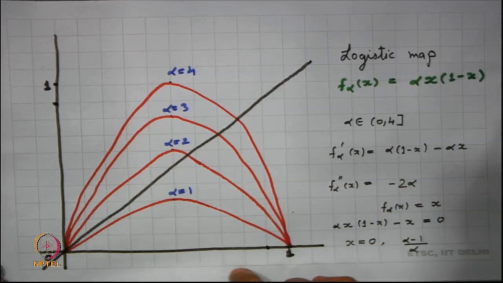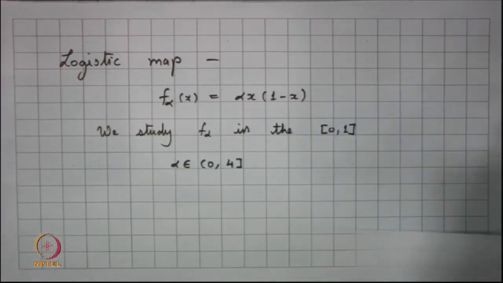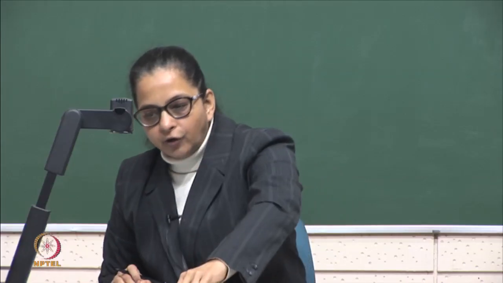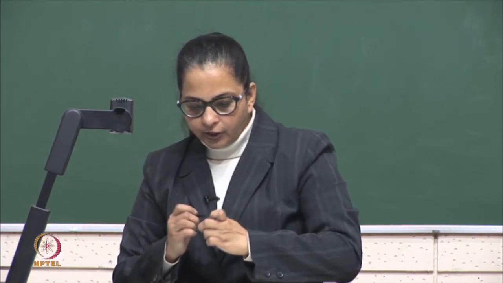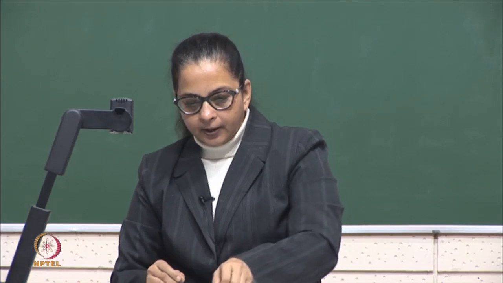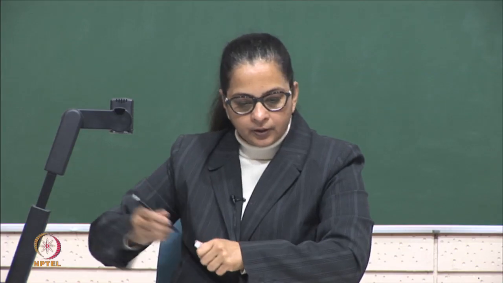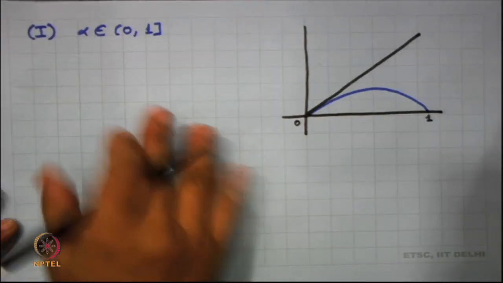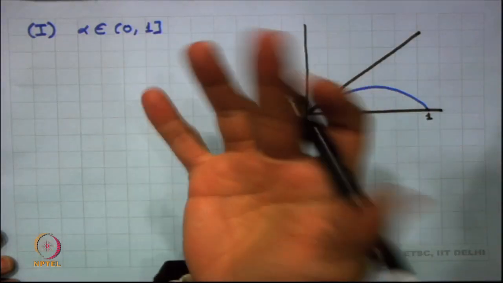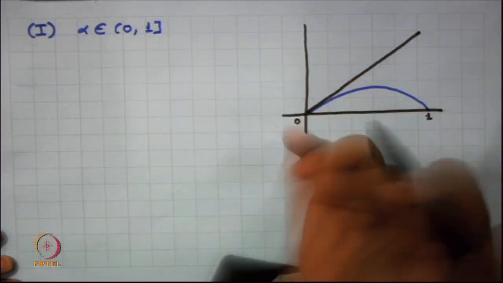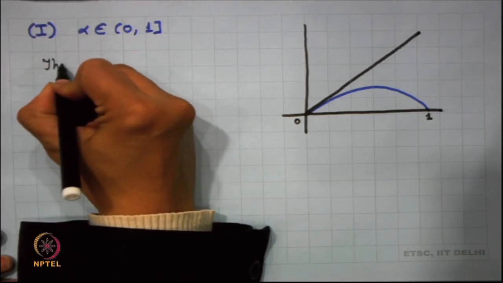We look into the particular case when alpha is varying from 0 to 1. What happens when alpha varies from 0 to 1? Now, when alpha varies from 0 to 1, there is only one fixed point, because the other fixed point, alpha minus 1 by alpha, did not exist in the interval 0 to 1. So, there is only one fixed point.